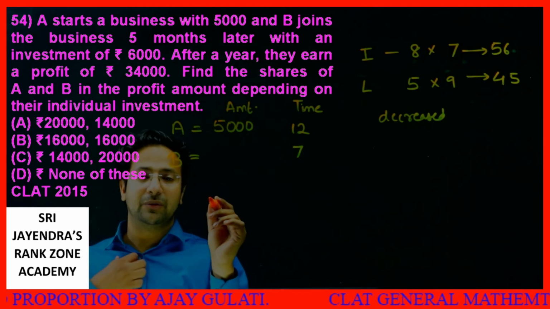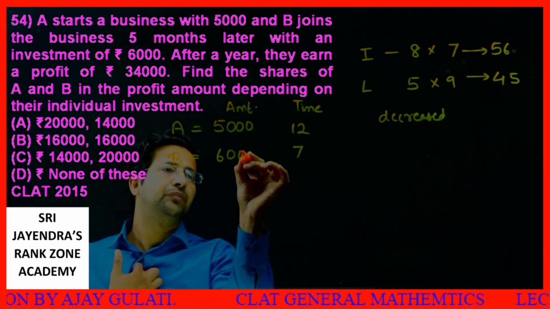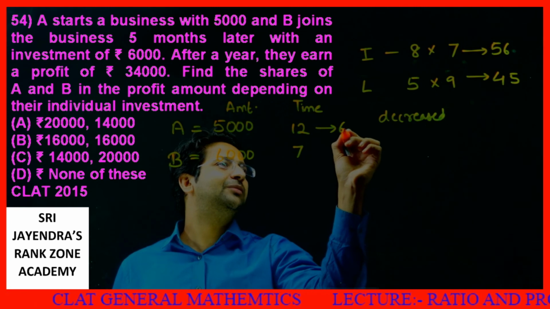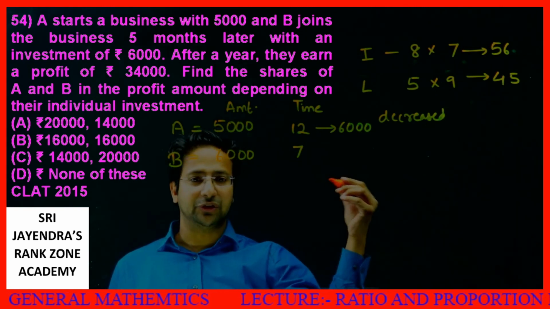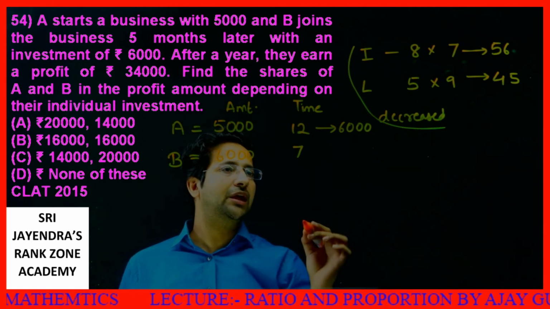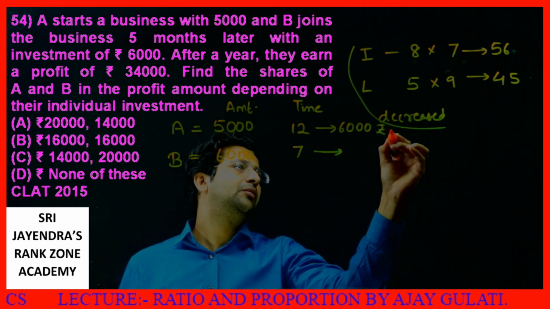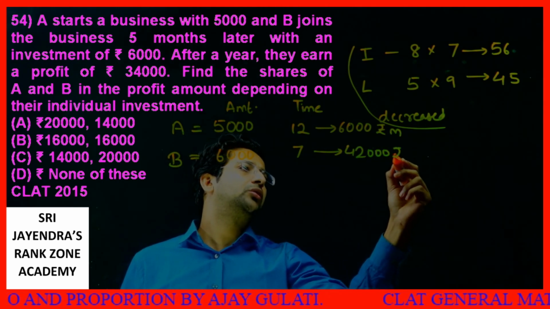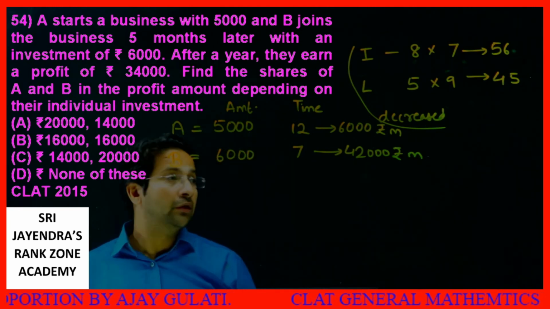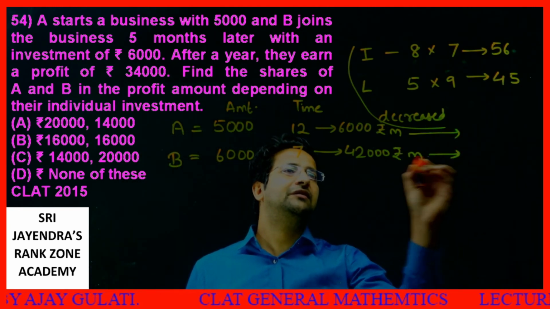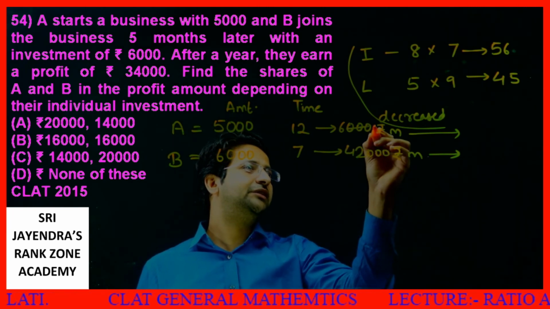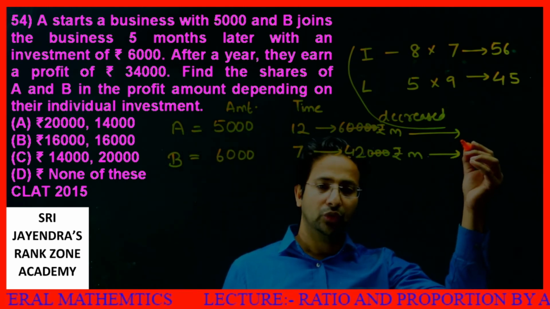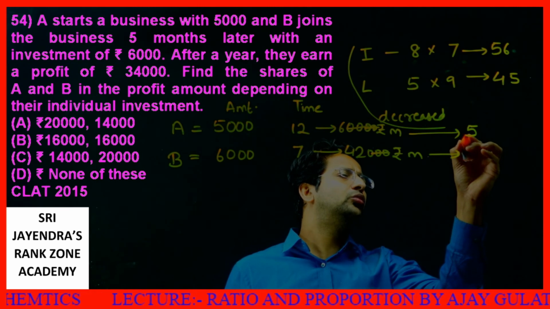And what was the investment of B? B invested 6,000. So how much is this? 5,000 into 12, his investment I can say is 60,000 rupee months. Investment is calculated like this, rupee month. And B's investment is 42,000 rupee months. So what is the ratio of these investments? If I cancel the zeros, this becomes 60 by 42. You cancel by 7, you will get 10 is to 6 or 5 is to 3.